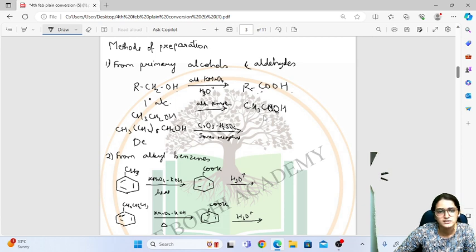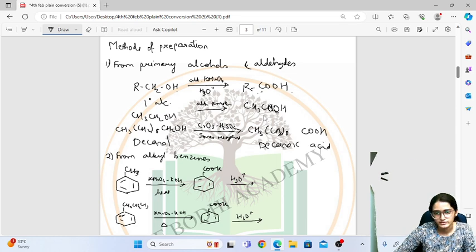So the name is decanol. Okay, alcohol having 10 carbons is decanol. Now decanol will be converted similarly to decanoic acid. So we will get CH3CH2 8 times, then COOH. Okay, so this is decanoic acid. But here we are using a different reagent, but this is also an oxidizing agent. So we can use KMnO4, K2Cr2O7 or CrO3 as the oxidizing agent here in the reaction.